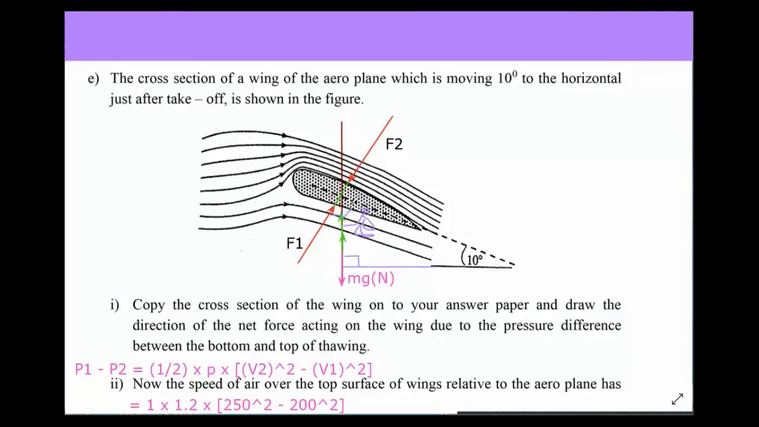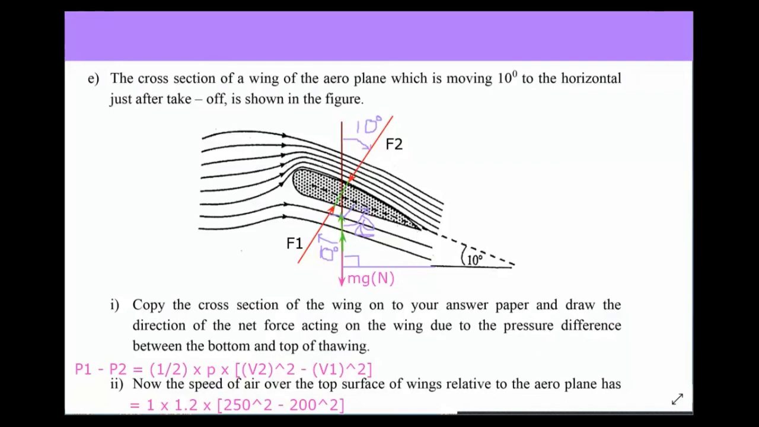And all together, this should be 90. It means this angle should be 10 degrees. This angle should be 10 degrees. If it is 10, this angle should also be 10 degrees. This angle should also be 10 degrees.